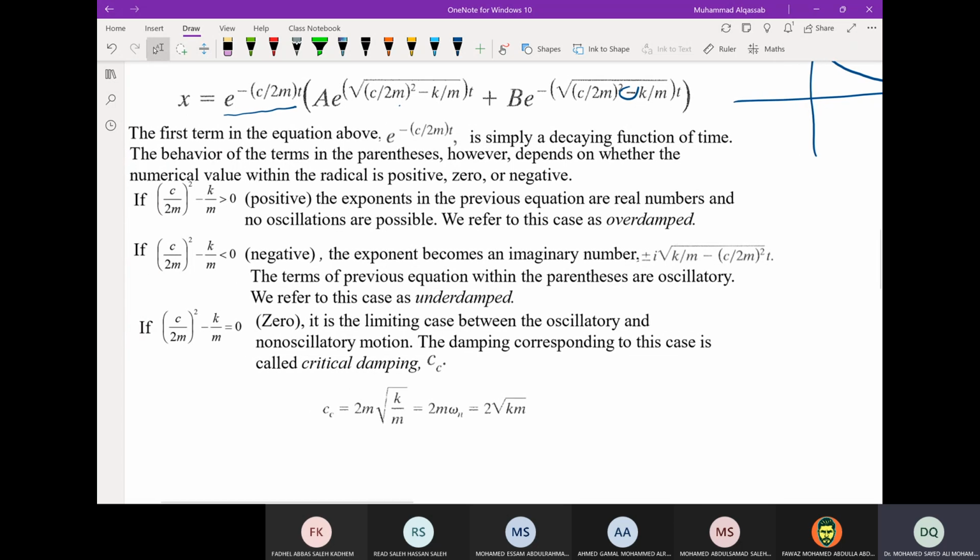In this case, this damping is called overdamped. The value of C here is high. If this is the case, it is called overdamped. And overdamped means there is no oscillation, and the value of C is preventing the system from oscillating.